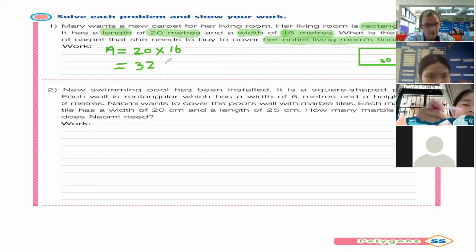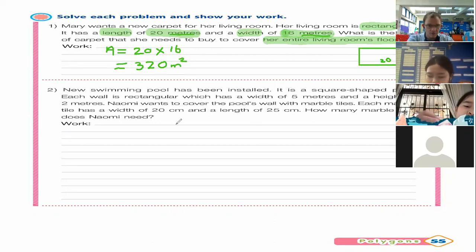320. Are we sure it's 320? Are we very sure? I think it is exactly what we need. But we also have to then say meters squared, because we work with meters over here, meters over here. So now that we have the answer, we have to write our small sentence.